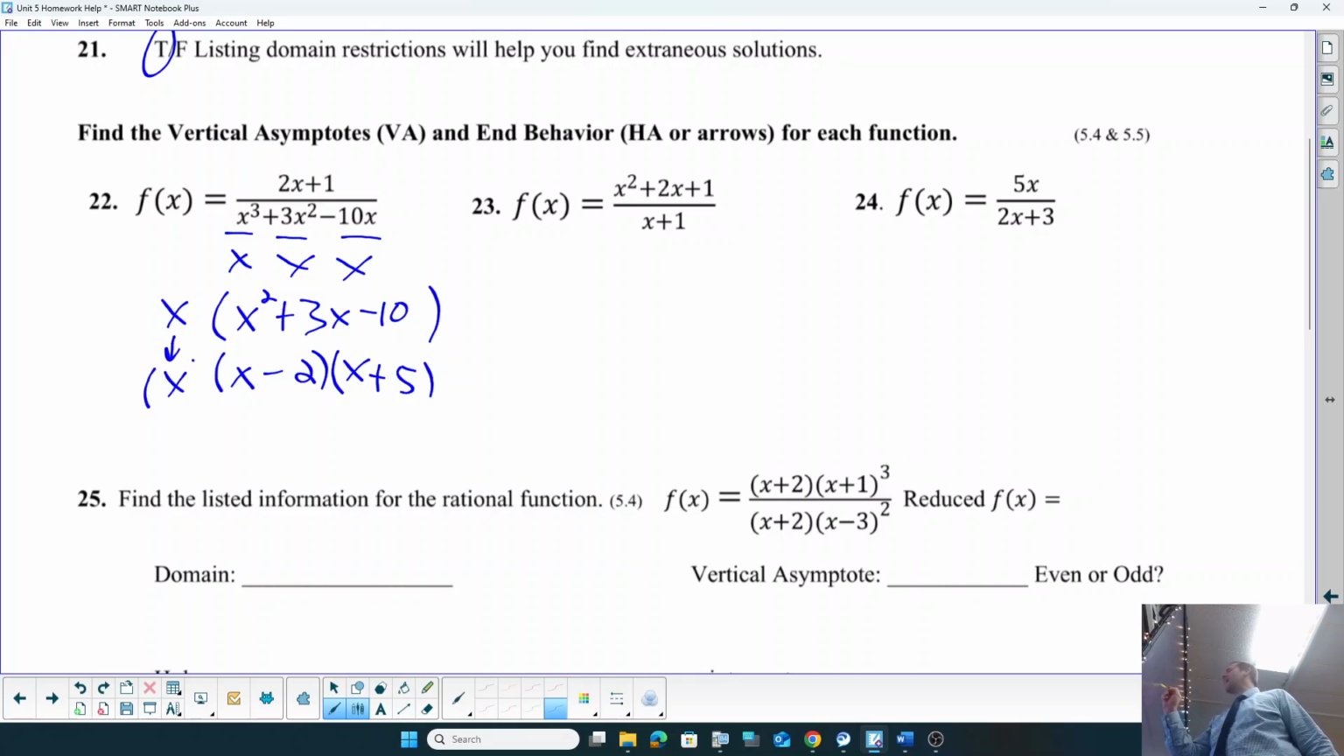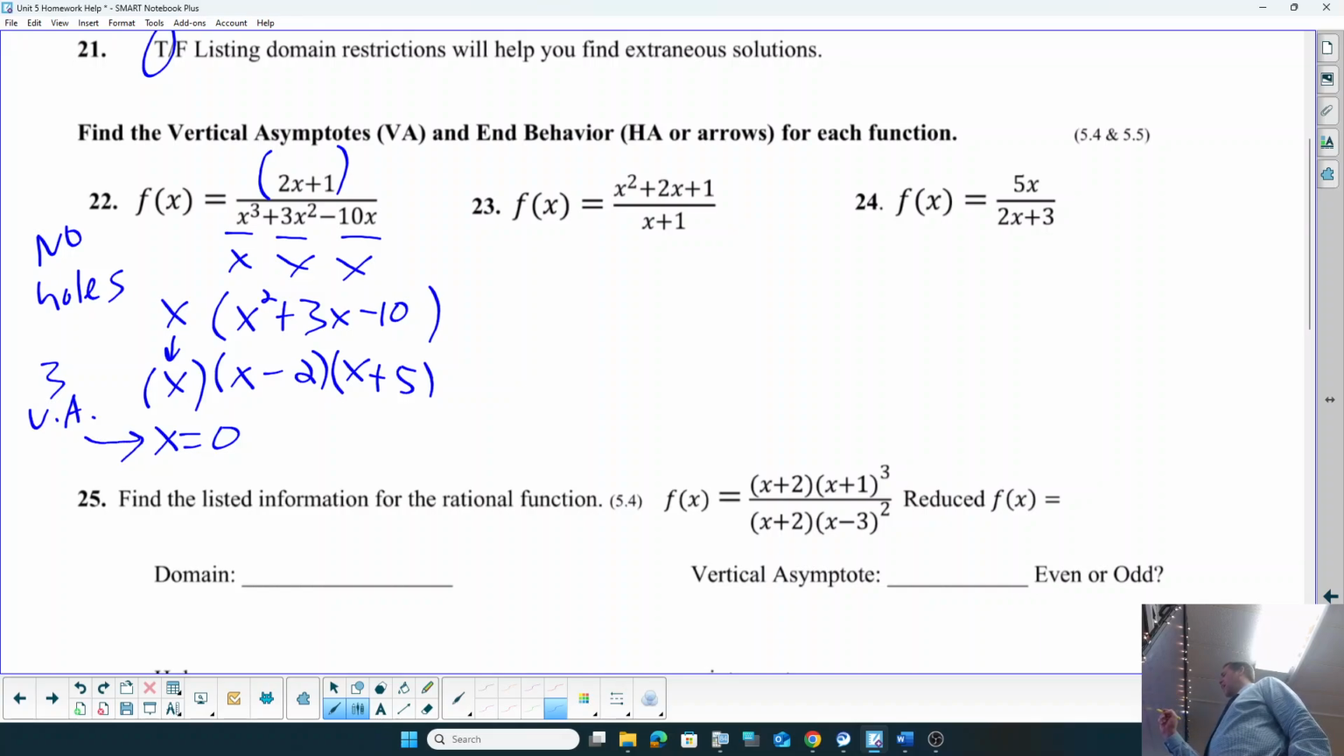So what are our vertical asymptotes? Well, it depends. Can anything cancel on the top and the bottom? No. So no holes for this one. So we have 3 vertical asymptotes, you guys. At x equals 0 is a vertical asymptote, x equals 2, and x equals negative 5.